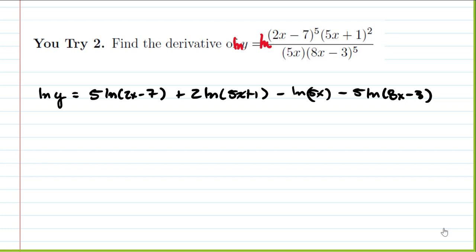So if you've ever wondered where all the log properties come from, they're actually just our exponent rules, right? Because if you multiply two things together with the same base, what do you do with the exponents? You add them. So when you multiply two logarithms together with the same base, you add them. If you divide two things with the same base, what do you do with their exponents? You subtract them. Oh, we're doing the same thing. Logarithms are just exponents. The logarithms do whatever it is the exponents would do.